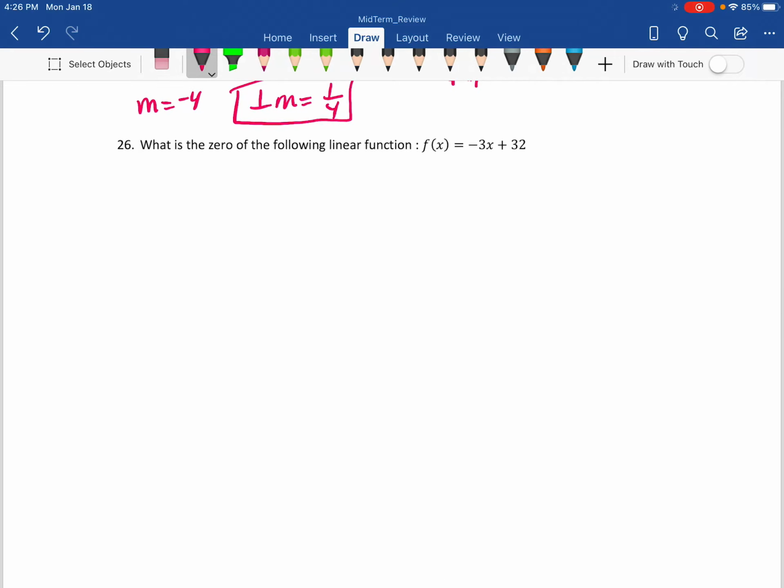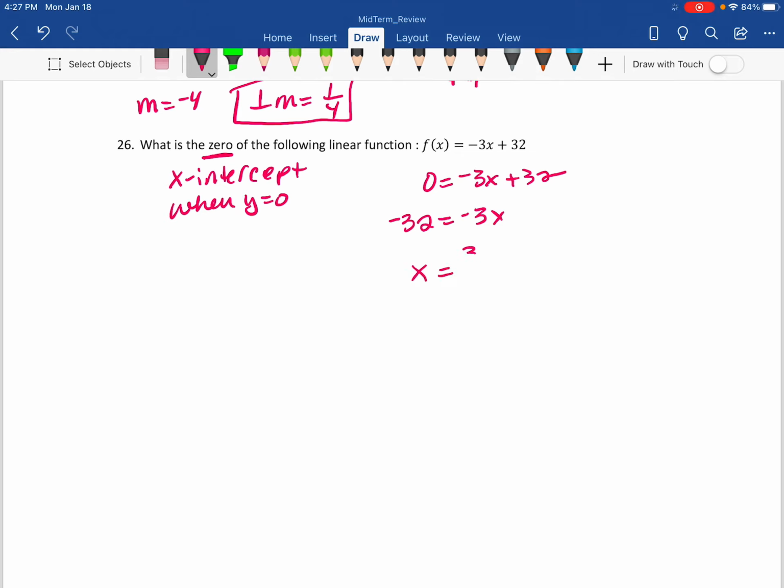All right, number 26, what is the 0 of the graph? Reminder, that is the x-intercept. That is when y is equal to 0. So we're going to set this given equation equal to 0. So we're going to say 0 is equal to negative 3x plus 32. We're going to subtract 32, so that's going to be negative 32 is equal to negative 3x. Divide by negative 3. So x is equal to 32 over 3.